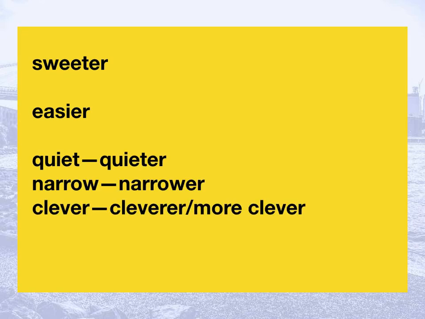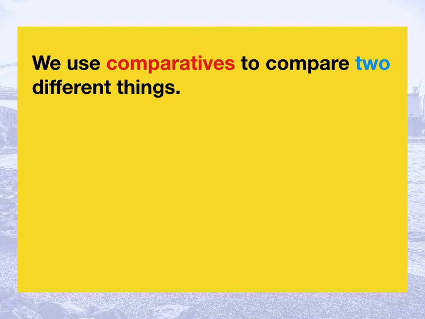Without disagreement, there are a couple. Quiet, we say quieter, even though it's a two-syllable adjective. Narrow, narrower. Then clever, some people say cleverer, some people say more clever, and that is really mostly a case of preference. Cleverer sounds a little funny, sounds a little strange, but it is completely acceptable.